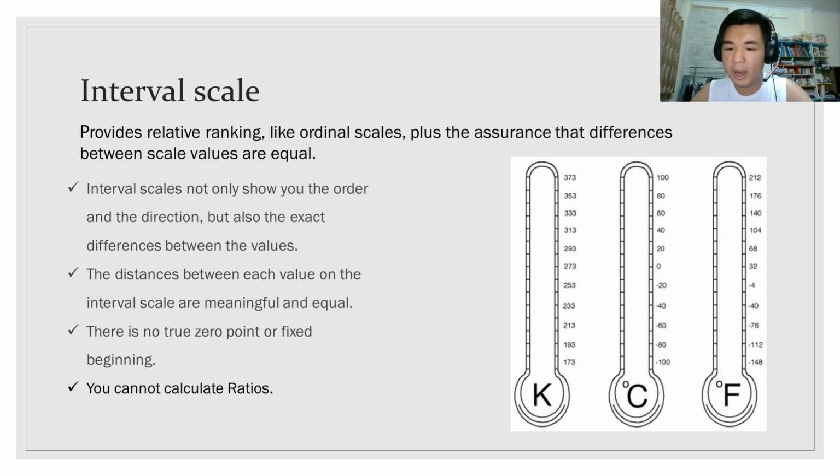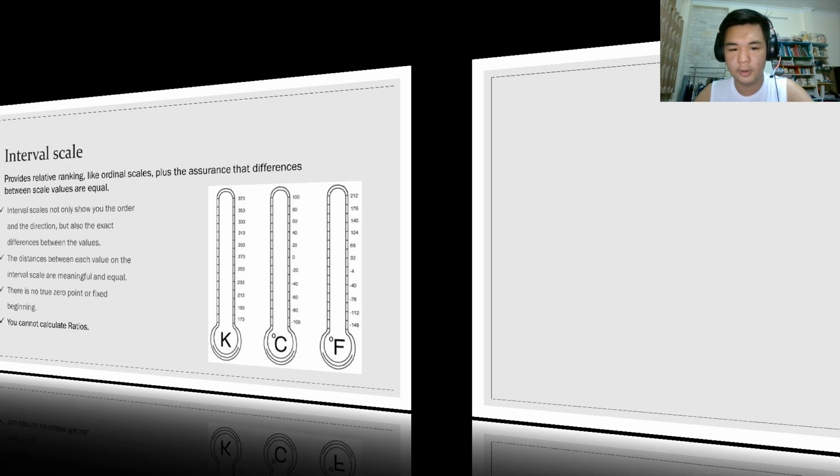An example of this level of interval scale is Kelvin, Celsius, or Fahrenheit. Those numbers have exact differences between the values. It has no true 0 point and you cannot calculate the ratios.